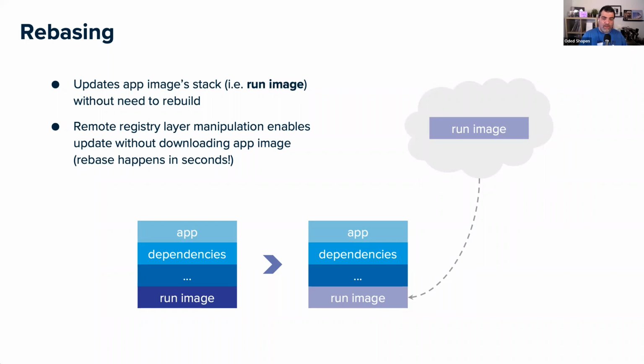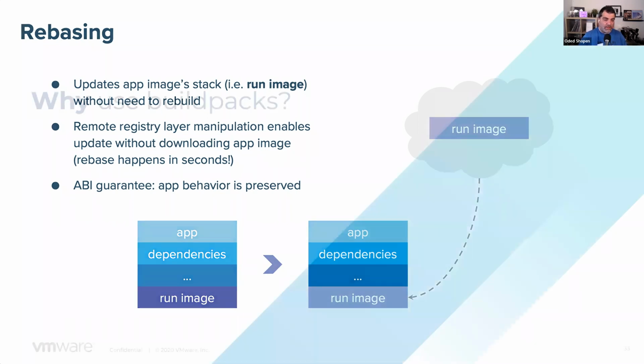How do we do it? We basically use a remote registry manipulation, very similar to how Git does the rebasing of branches and things like that. We basically change a pointer for the underlying layer to a different base image, right? So we can just make an immediate change in an image without a full rebuild. And we have the ABI guarantee, which is an application binary interface guarantee, to make sure that our application behavior is preserved so we don't break the actual application because we changed the operating system.